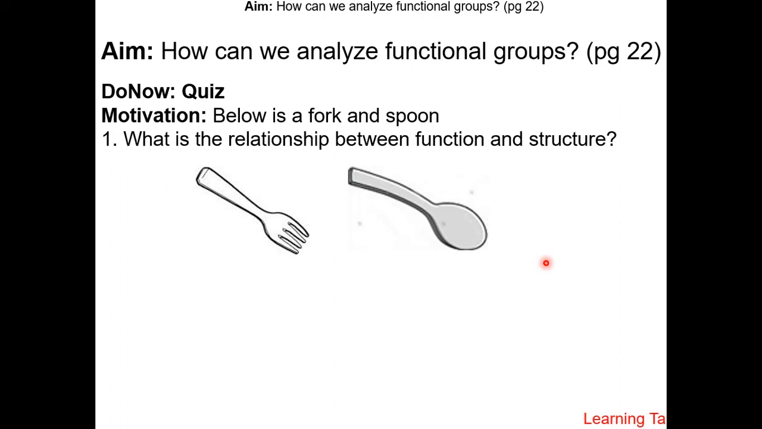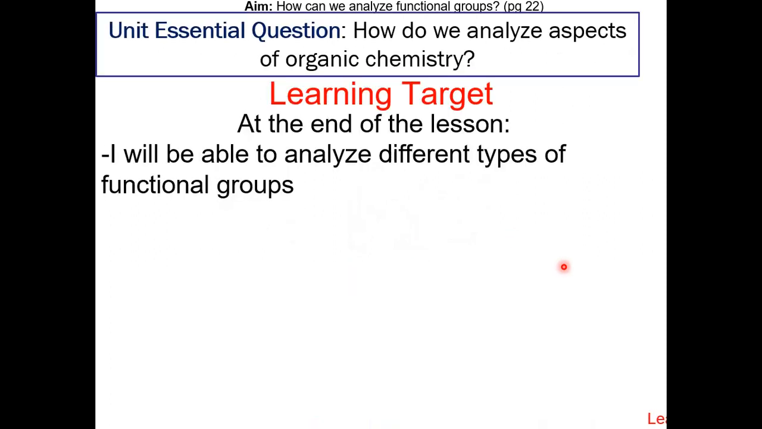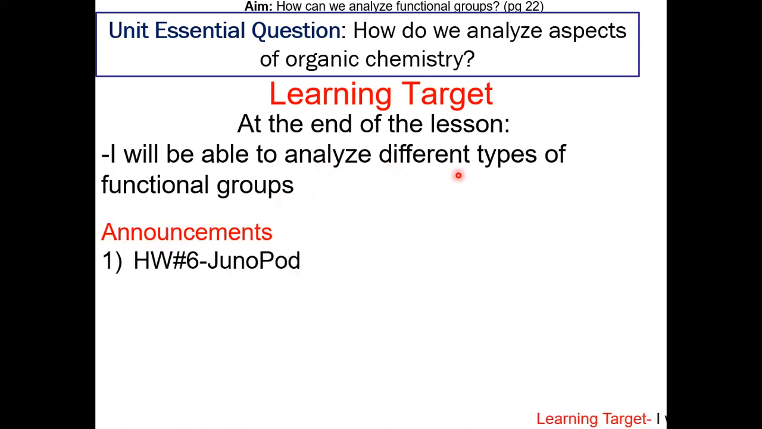This is my sixth video lesson for Unit 15. In this lesson, we'll be analyzing functional groups. Go to page 22 in the class packet. Motivation: what is the relationship between function and structure? If you recall from last term, theme number 1, structure influences property. Learning target: at the end of the lesson, I'll be able to analyze different types of functional groups. Homework B number 6, which will be a Junipod based off this lesson.